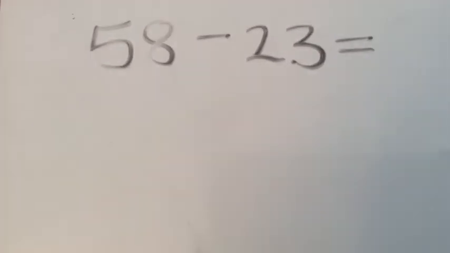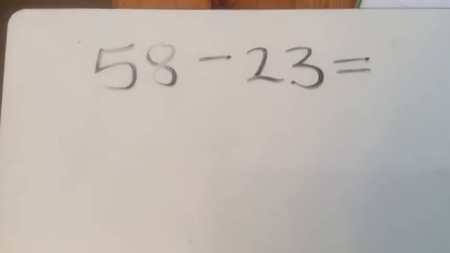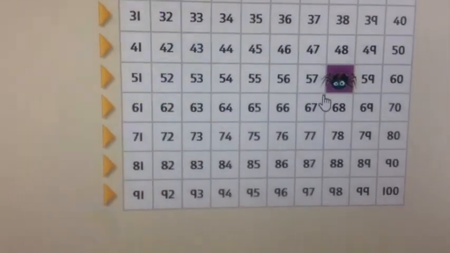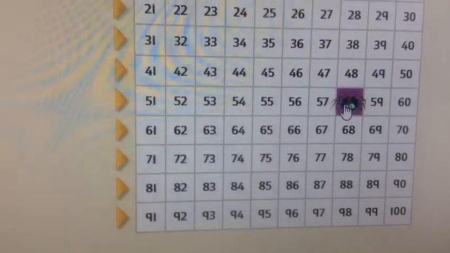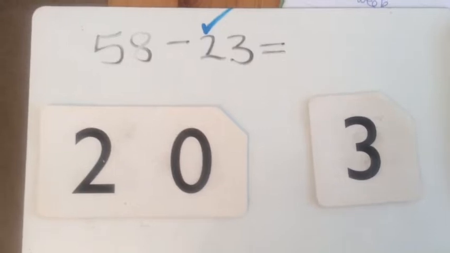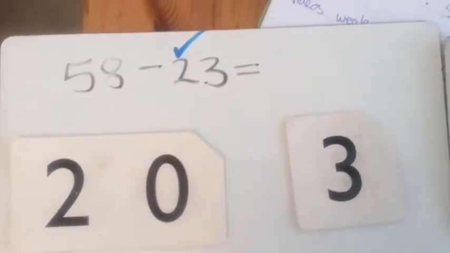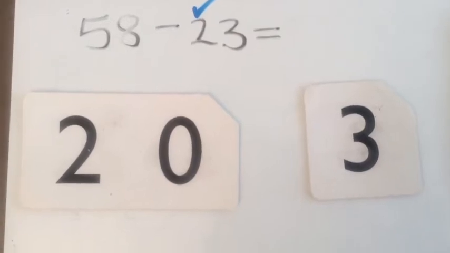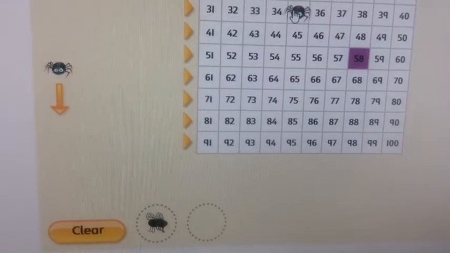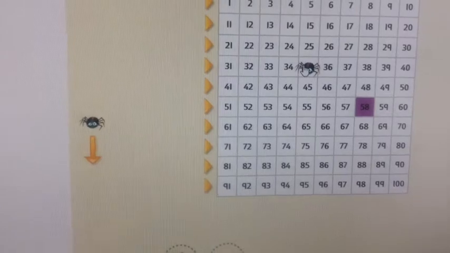58 take away 23. So you're going to start at 58, but you're not going to take 23 away in one go. Partition 23. What could you take away first? Here's 23, but if we split it up into tens and units, it's 20 and 3. So let's take away the 20 first. Let's use a spider for this one. So you're on 58, and we're going to take away that 20. 10, 20. So you've taken away the 20, but remember, you've still got the 3 to take away by counting backwards along the row, because it's units, not tens. Here we go. 1, 2, 3. So the answer is 35.